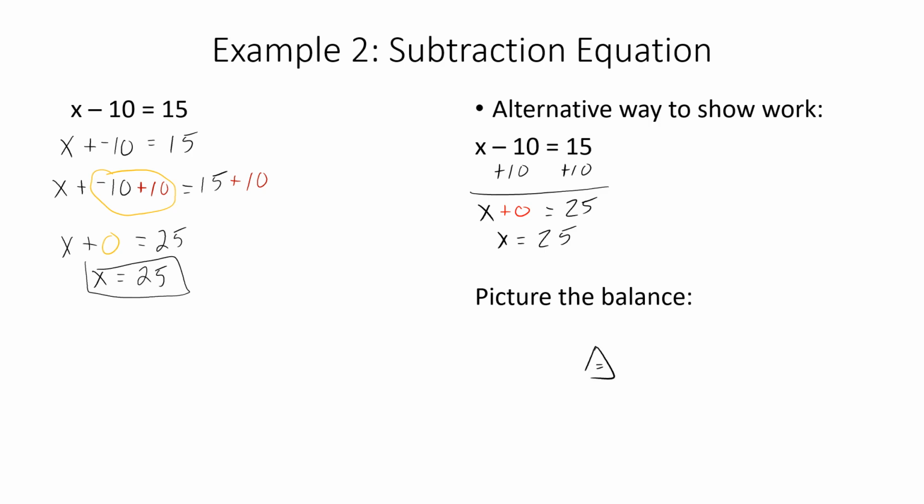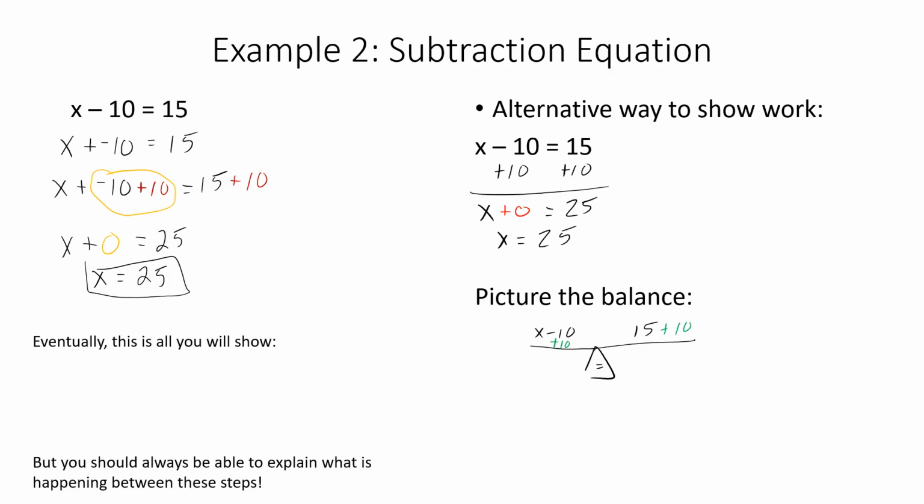As with before, if you've got this on the balance, you've got x minus 10 and you've got 15 on the other side. If you choose to add 10 to the left side, you must add 10 to the right side in order to keep it balanced. Otherwise, your equation is no longer balanced.